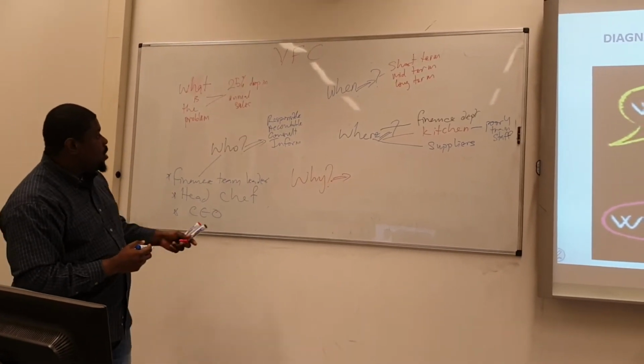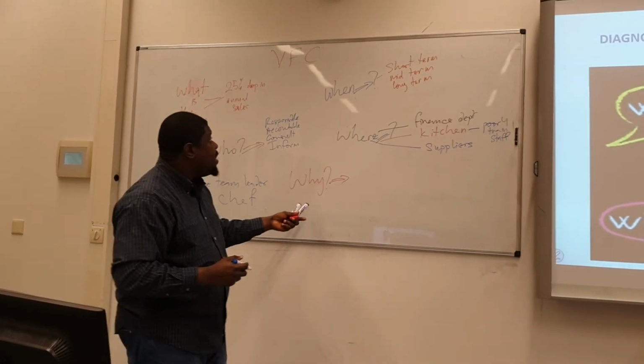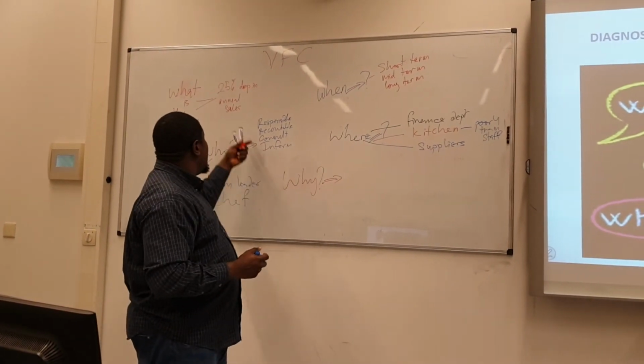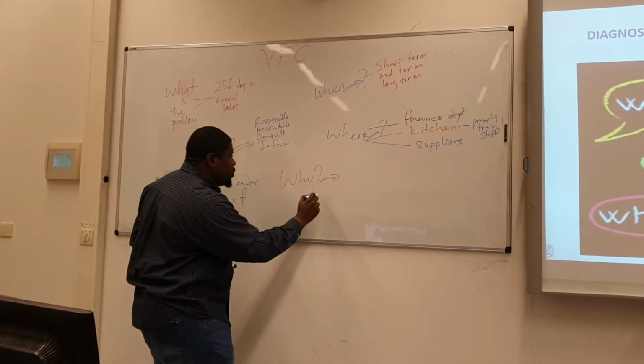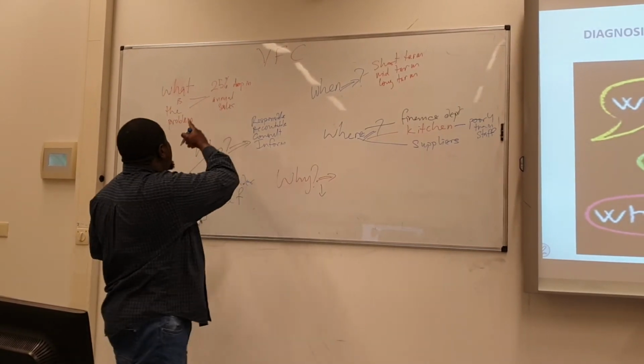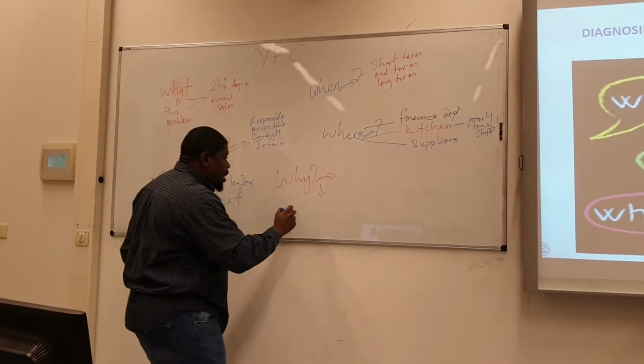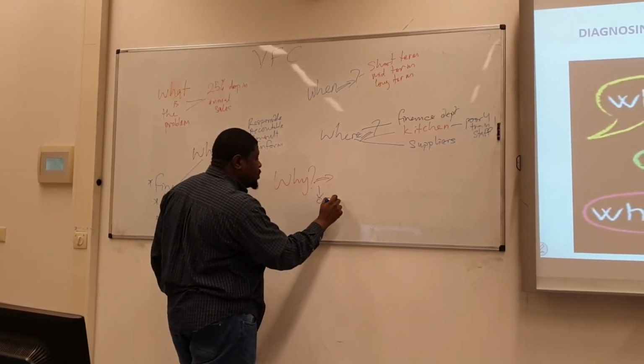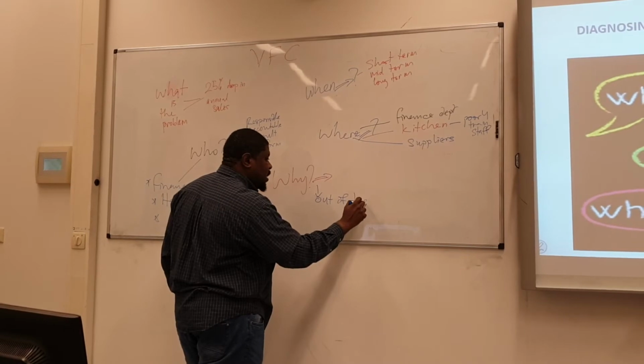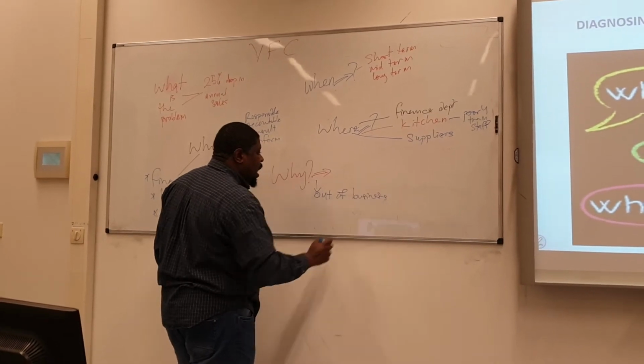And now we talk about why. Why is this a problem? Because we are going to go out of business. Remember, the problem is a 25% drop in annual sales. We go out of business. There's a tendency that we go out of business.